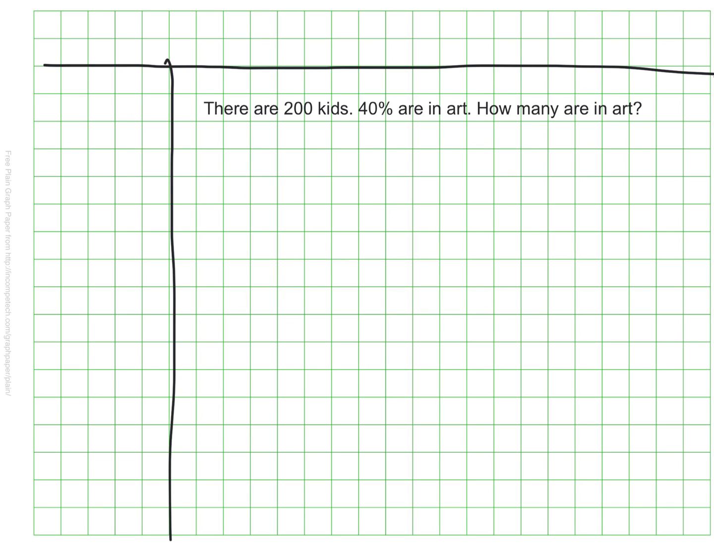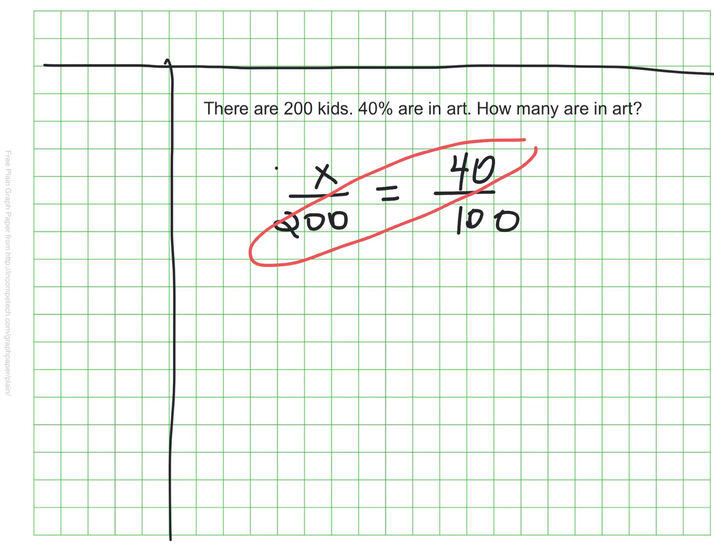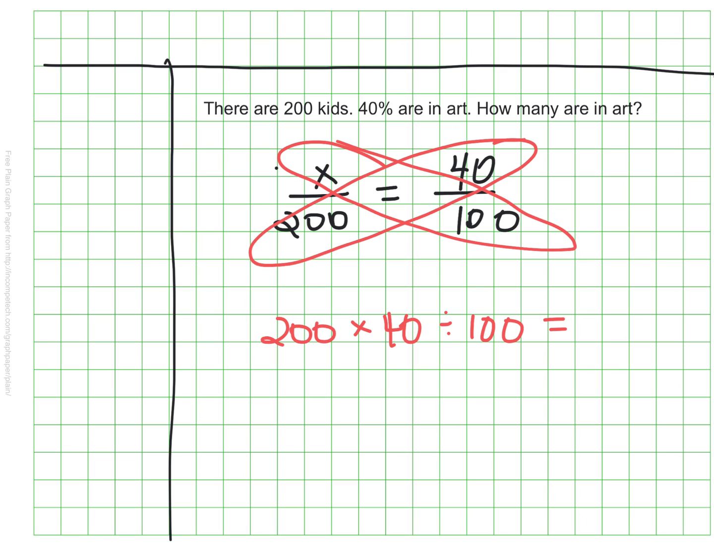In our second example, we knew that there were 200 kids total. So remember, this is part to whole. The whole was 200. And they represented 40 out of 100, or 40%, right? And sometimes I know this mystery number really easily, but if I don't, I can do 40 times 200, and I know that has to be the same as 100 times my mystery number. So I can do 200 times 40, and then divide that by my third number of 100.